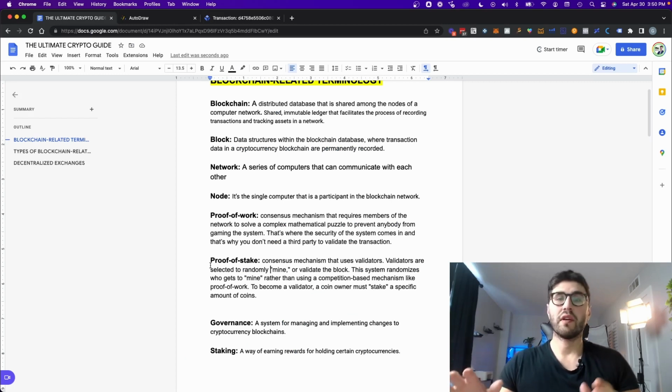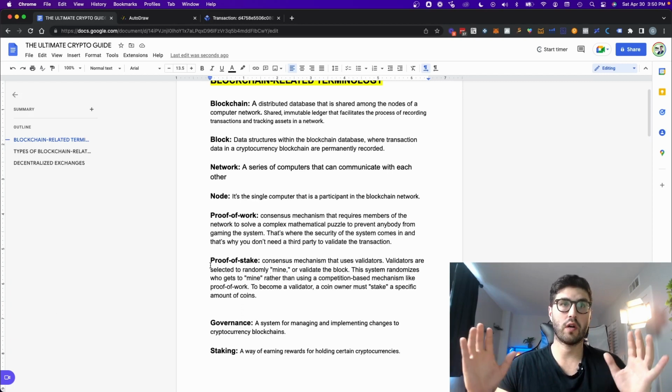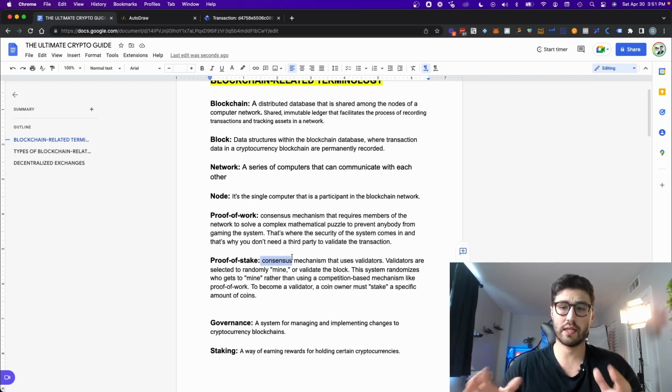All right, the other type of blockchain is the proof of stake, okay? This is a term that you will hear a lot, and basically the proof of stake is a consensus mechanism that uses validators, okay? And just to make this super clear, the consensus is basically the validation of the legitimacy of the transaction itself, okay?